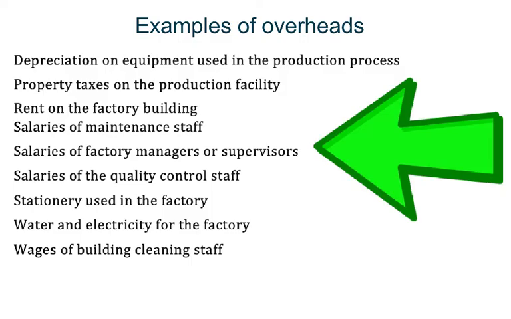Now, you can ask, but why are the factory manager or supervisor seen as an overhead and not a direct labor? Remember, this manager or supervisor will oversee all the functions or all the jobs in the factory. They don't oversee only one job, they oversee all the jobs in the factory. So their supervision cannot be linked to a certain product, therefore it's called an overhead.